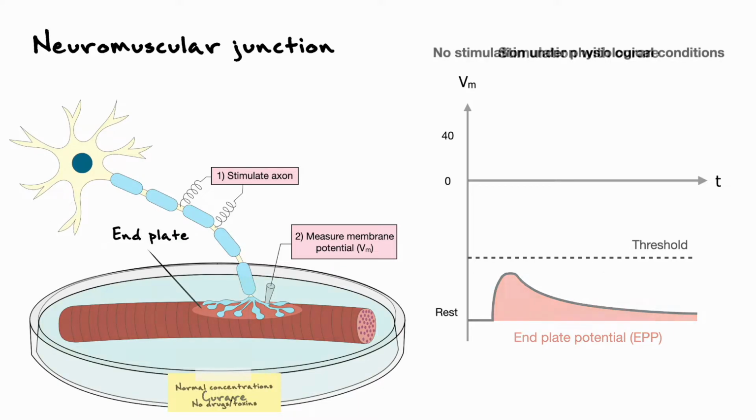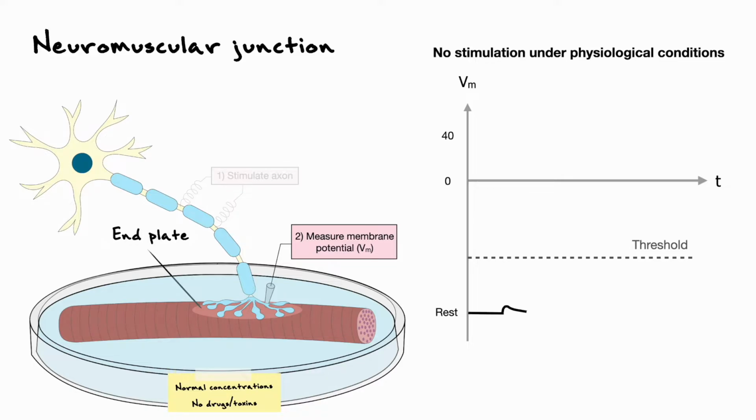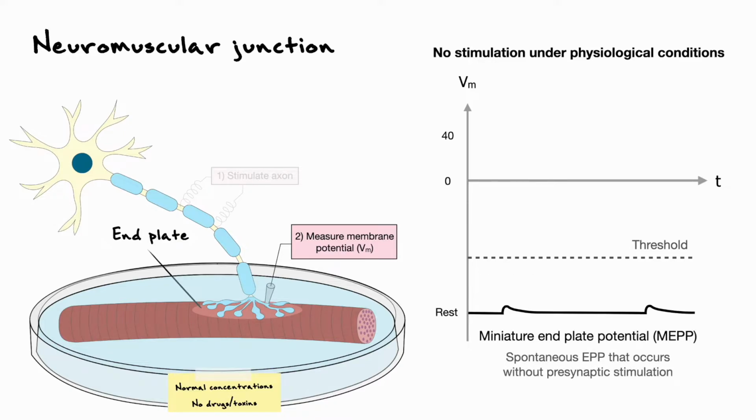But going back to the physiological state, a very interesting result from these recordings that Katz noticed was the occurrence of small end plate potentials that happen spontaneously without any presynaptic stimulation. These random depolarizations were accordingly labeled miniature end plate potentials, or simply MEPPs. You will notice that these miniature end plate potentials are very similar in shape to the actual end plate potentials we get from stimulating the motor neuron.